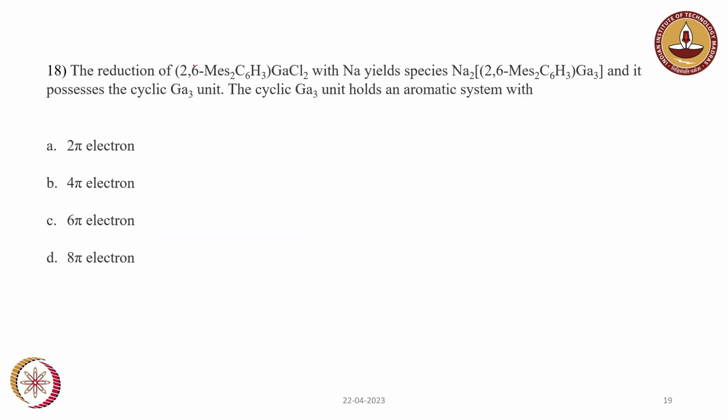Next question is the reduction of 2,6-Mes2C6H3 gallium chloride with Na yields species Na2 [2,6-Mes2C6H3 Ga]3, and it possesses the cyclic Ga3 unit. The cyclic Ga3 unit holds an aromatic system with option A 2 pi electron, option B 4 pi electron, option C 6 pi electron, and option D is 8 pi electron.